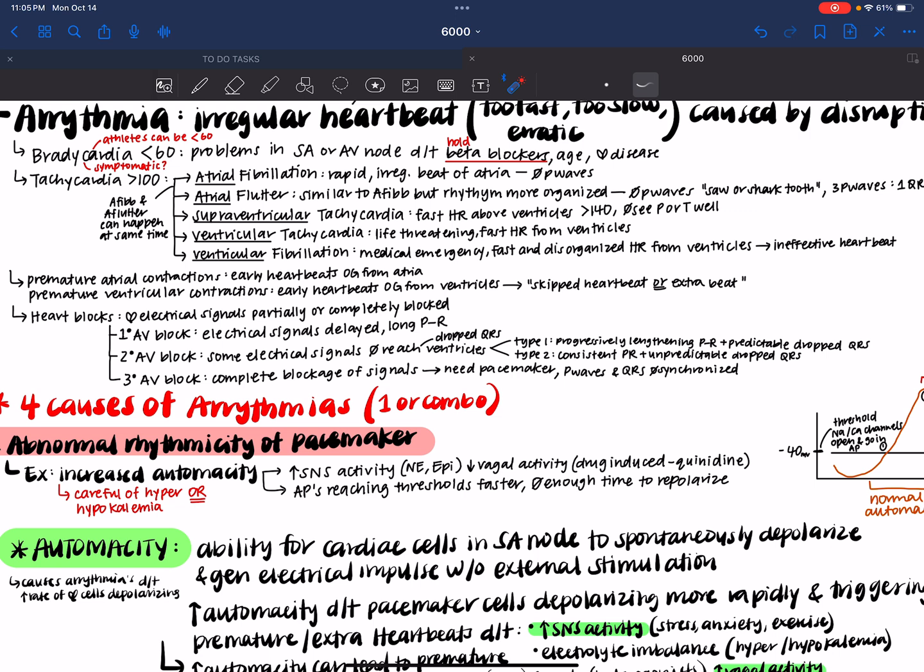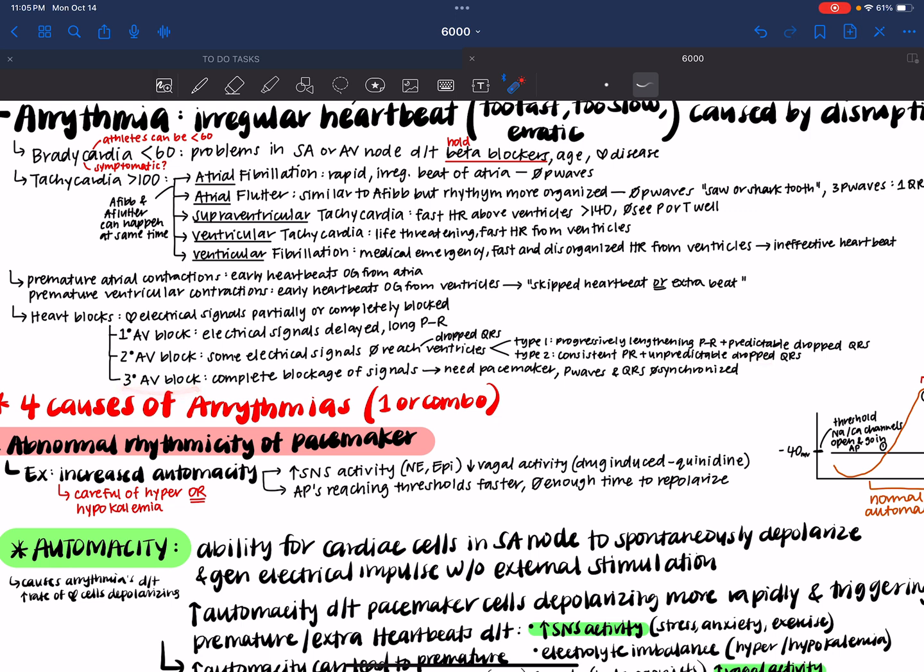They're less than 0.20, but then you have an unpredictable drop in the QRS. So for type 1, there's a lengthening PR and a dropped QRS, and type 2 has the same, very normal PR, but an unpredictable drop in the QRS.